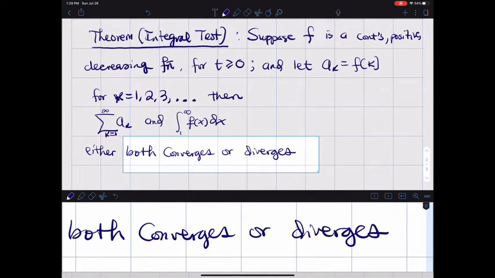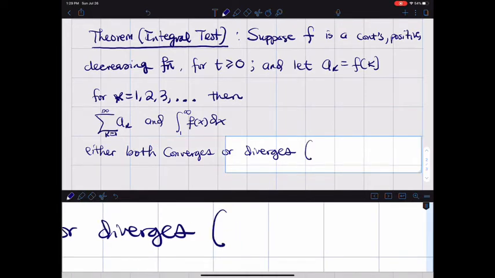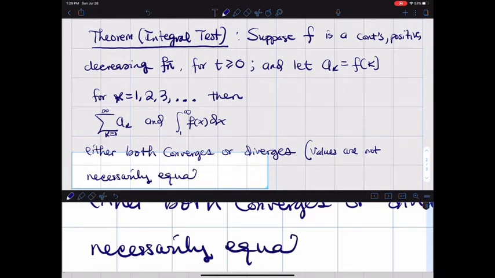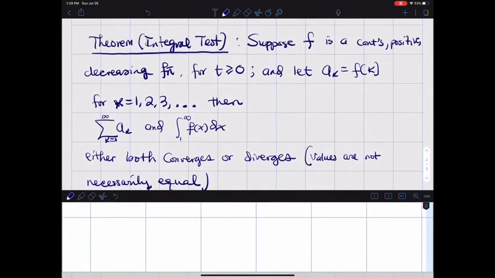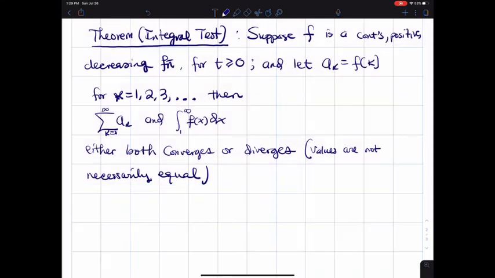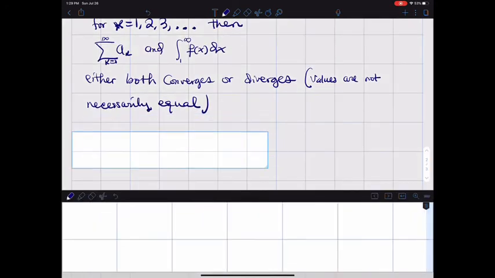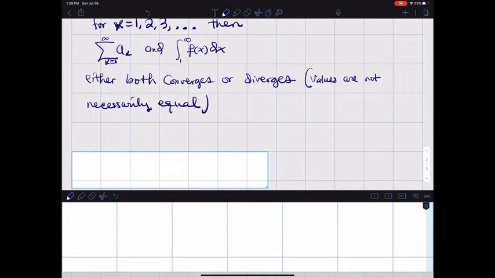Okay. And we have to note that the values are not necessarily equal. So this is a big theorem that needs an example for us to be able to explain it. So let's start with an example.